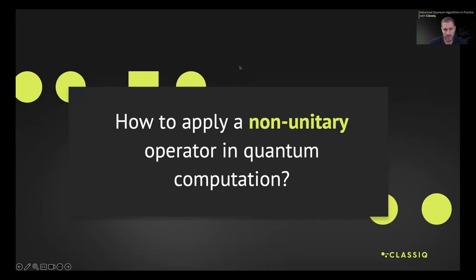So the question that the linear combination of unitaries, or in short LCU, wants to address is how to apply a non-unitary operator in quantum computation. This is a bit of a surprise, right? We know in quantum computing we have only unitary operations, but suddenly we encounter a question like this: how to apply a non-unitary?